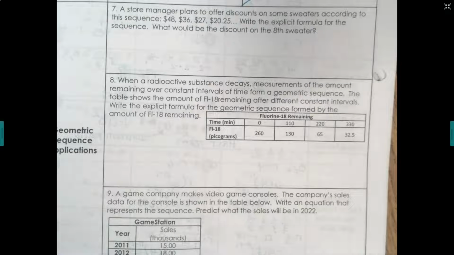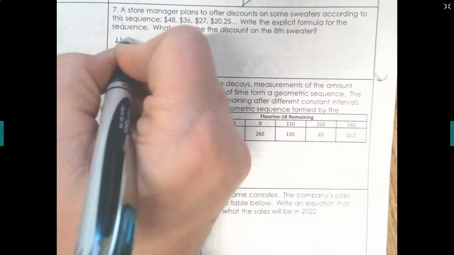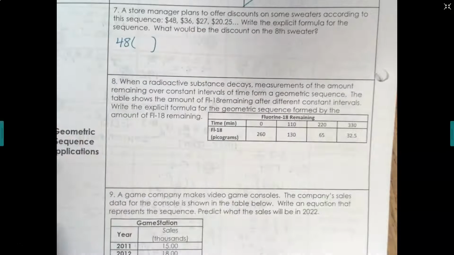So we have a store manager who plans to offer a discount on some sweaters according to this sequence: 48, 36, 27, 20.25. Write the explicit formula for the sequence. What would be the discount on the 8th sweater? So first, let's write a sequence. We need the first term, so we know that's 48.